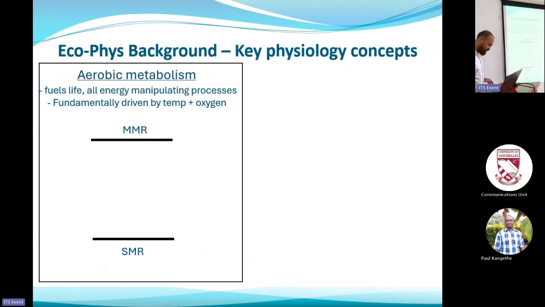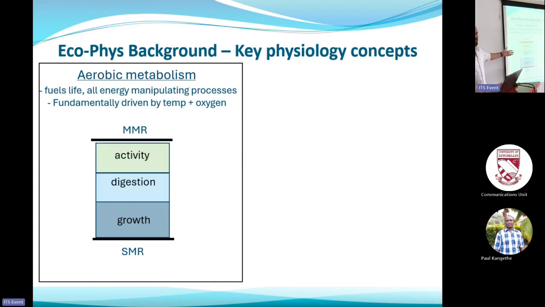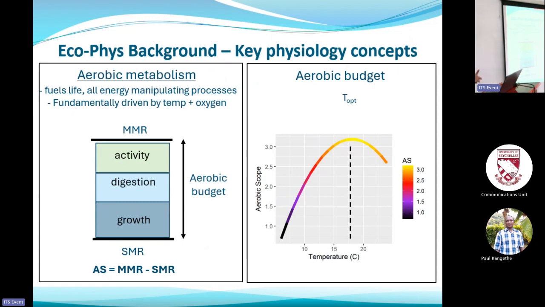And in between these levels, you can partition energy to growth, to digestion, and to activity. The difference between your maximum rate of metabolism and your basal rate of metabolism, which you need just to stay alive, we call your aerobic budget or your aerobic scope. So it's a simple equation: aerobic scope equals maximum metabolic rate minus standard metabolic rate. If you measure this across temperatures, you get something like this, which is an aerobic budget curve.